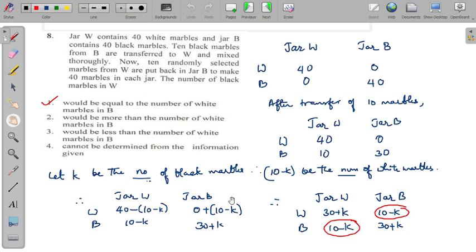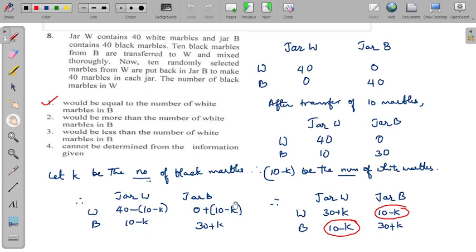So in jar W and jar B, you have white marbles 40 minus 10 minus K, and this 10 minus K comes back. The 30 plus K is because K is the number of black marbles we have chosen. From these 10 black marbles you take K black marbles. If K black marbles are gone, the remaining will be white marbles, 10 minus K, because in total we are taking 10 marbles. Now these white marbles, 10 minus K, come to jar B, then 40 minus 10 is 30, so 30 plus K will be in jar B.